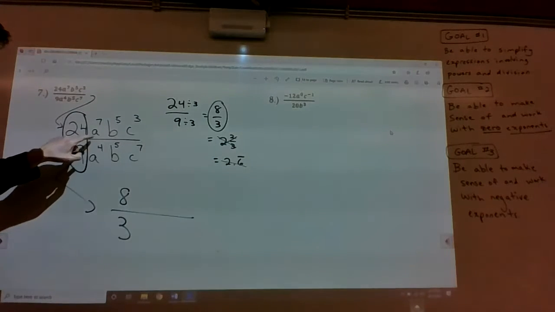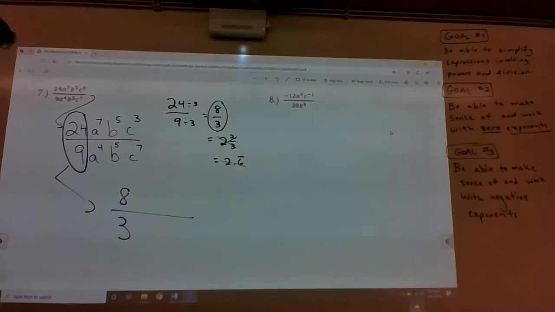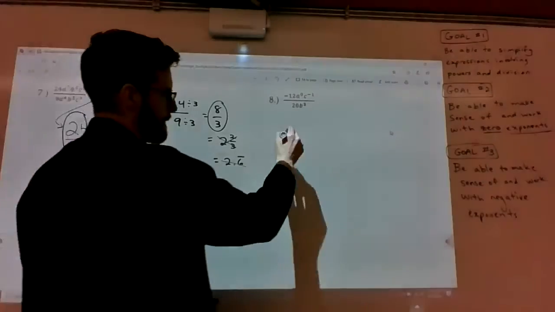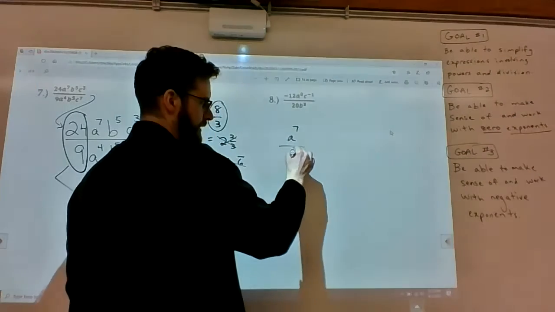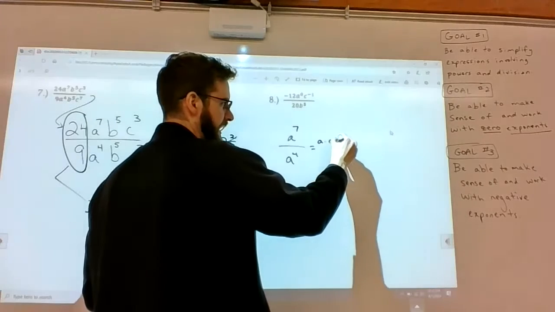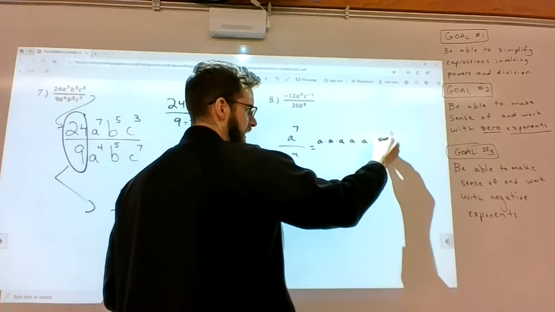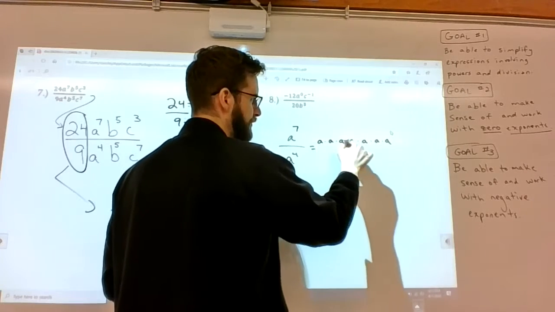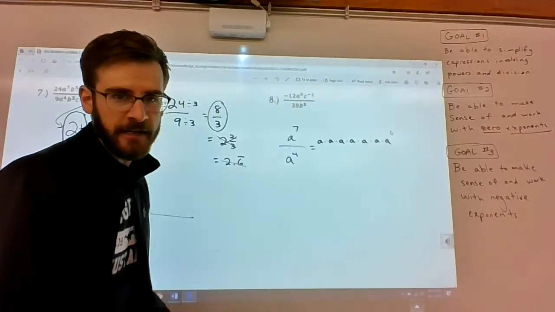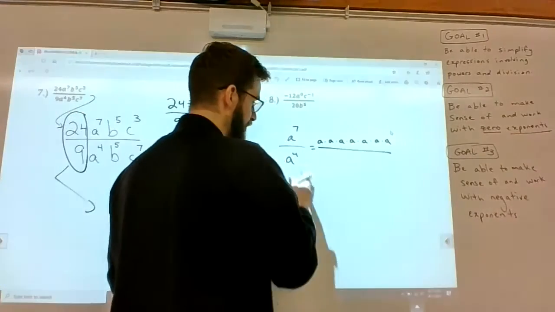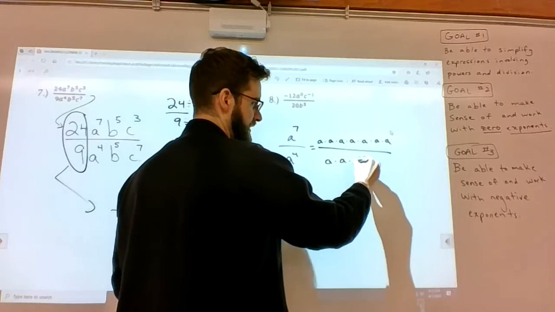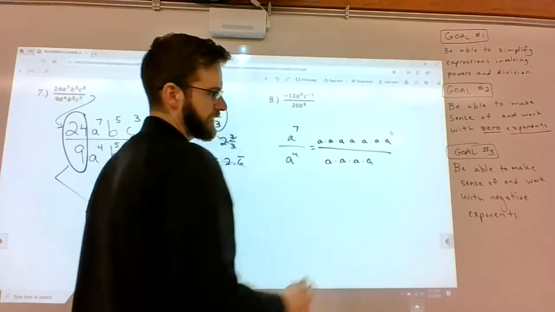Now, in order to simplify a⁷ over a⁴, we can look at it as a times a times a times a times a times a times a. 1, 2, 3, 4, 5, 6, 7 a's multiplied in succession. And you can divide that by a times a times a times a, 4 a's multiplied in succession.